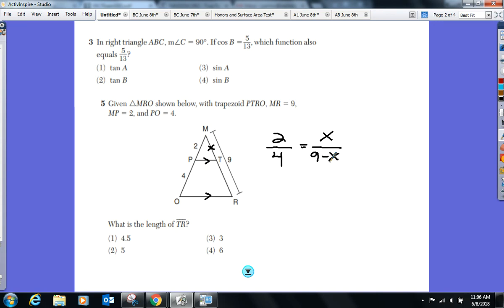Justin, you're up. Isn't 9 minus X supposed to be over X? Unless I do 4 over 2. Because it's these two proportionally over these two. Okay. I think what you're thinking, if you call TR X, then yeah, that would be 9 minus X. Okay, it all depended on what you called X. I think that's what I did.